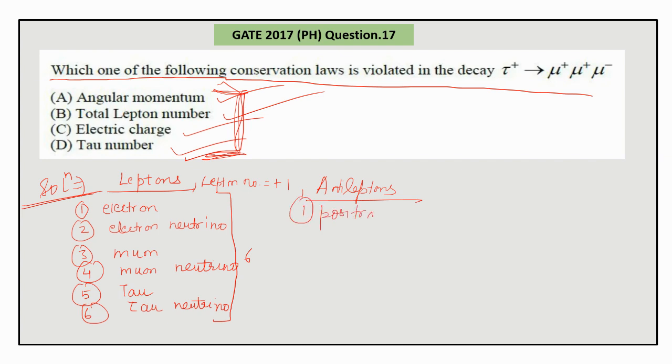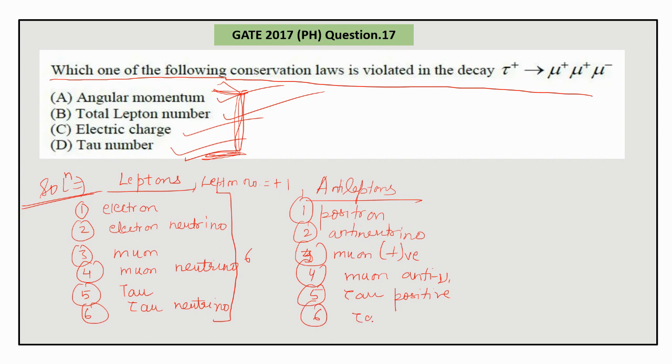Positron, antineutrino, muon positive, fourth muon antineutrino, fifth is tau positive, and sixth is tau antineutrino. Okay, these have lepton number minus 1.